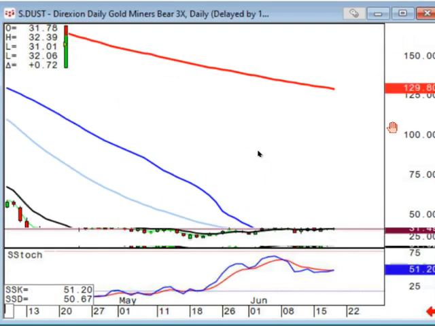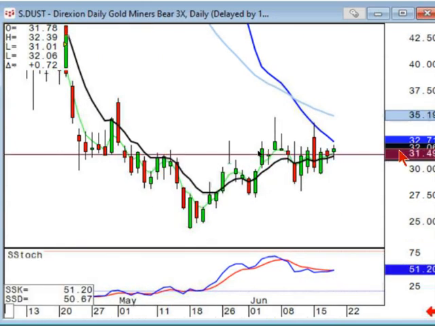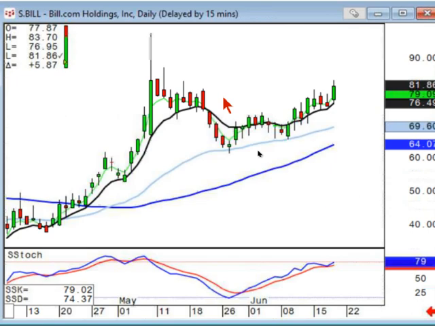Dust. Nothing of any great consequence here, and this is because gold is moving sideways. I'd be someplace else right now. There's no direction. Bill has finally come back up. It did kind of a double bottom with the bullish engulfing left-right combo.